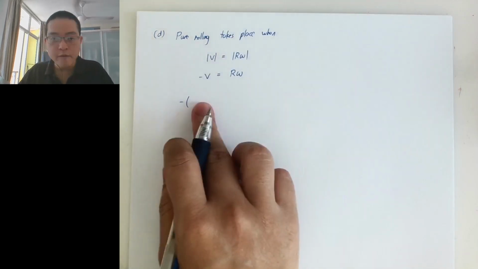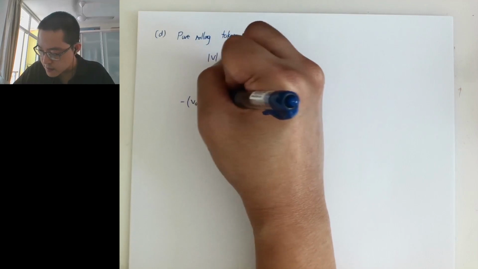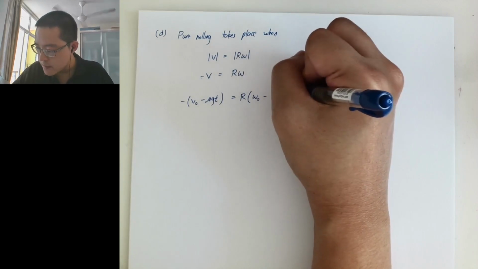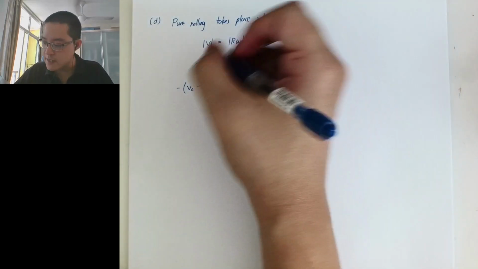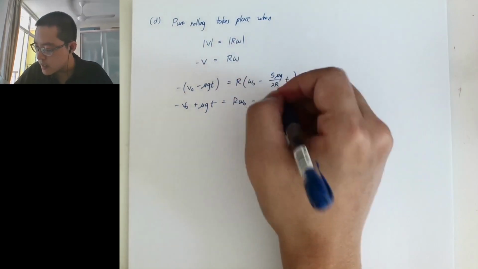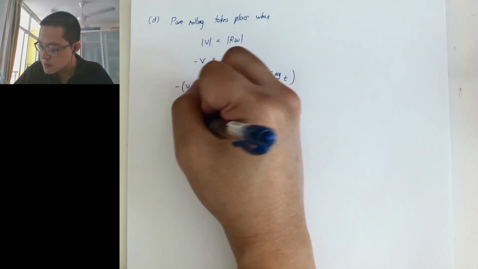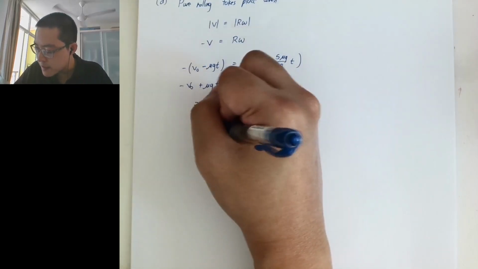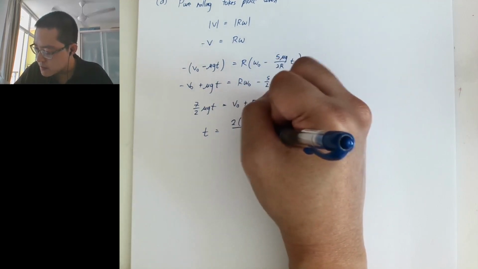My expression for V is V0 minus mu g t. And my expression for omega, which we got just now, is omega 0 minus 5 mu g over 2r times t. And then just solve for t. So negative V0 plus mu g t is equal to R omega 0 minus, R and R cancel here, so I get 5 over 2 mu g t. And then I bring this over, so I get 7 over 2 mu g t is V0 plus R omega 0. So the time is 2 R omega divided by 7 mu g.